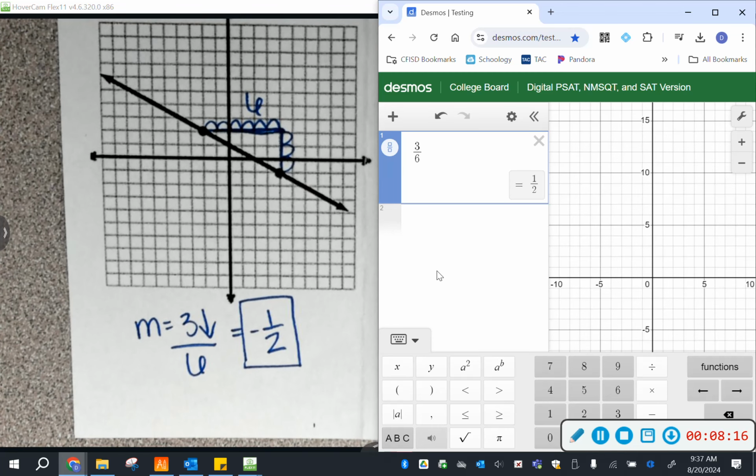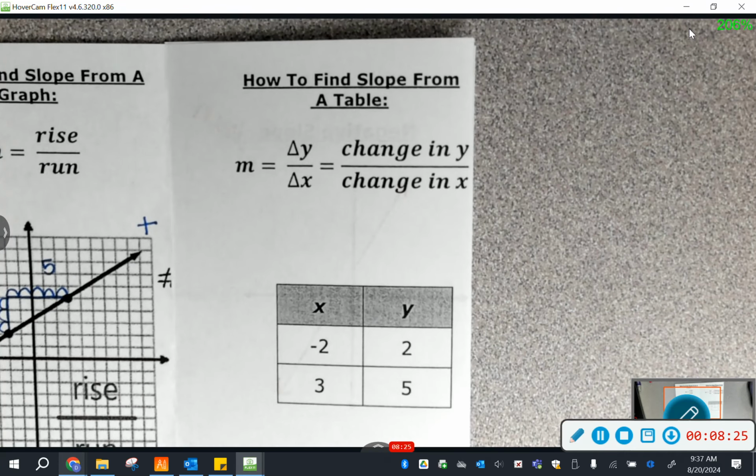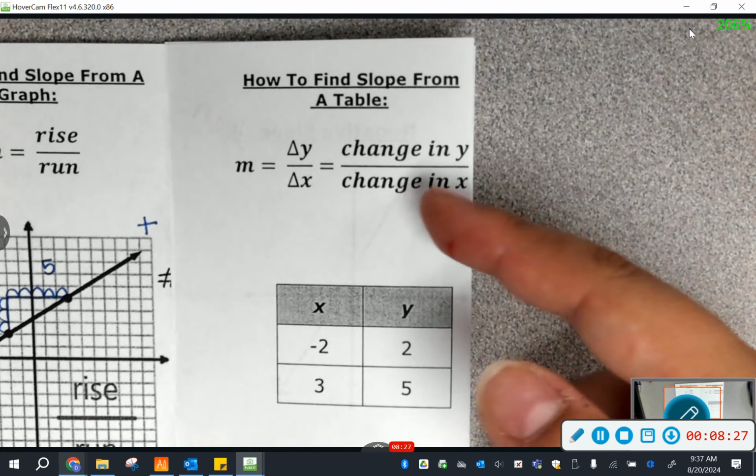How do we feel about graphing lines? We're okay? All right, perfect. Now we are going to move on to tables. How to find the slope from a table. What do our notes say to do?